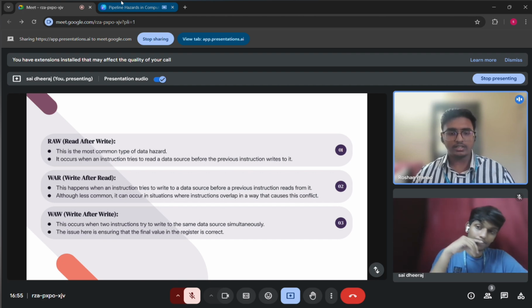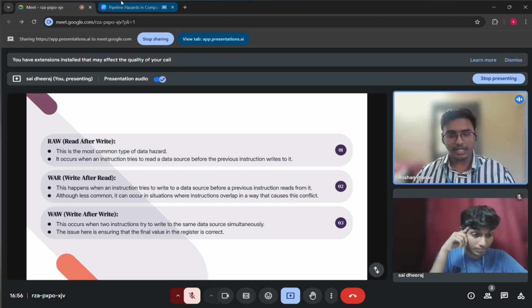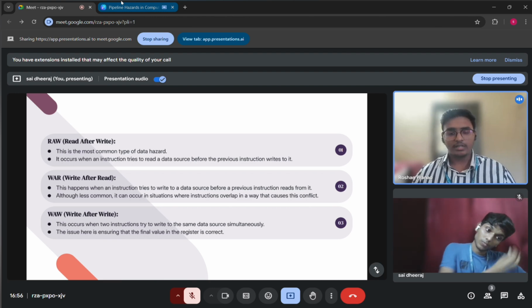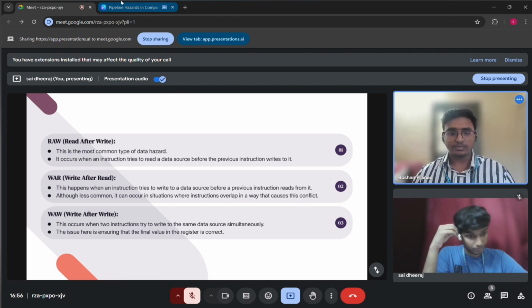Let us consider another scenario where instruction A reads from the register and instruction B writes to the same. So here instruction B must wait until instruction A completes its read operation. So here comes a delay where instruction B has to wait for a long time, and we don't know how much time instruction A would take for a read.